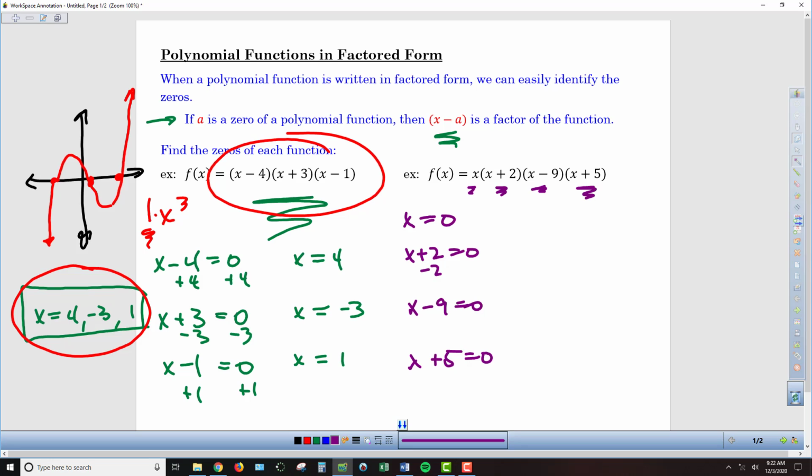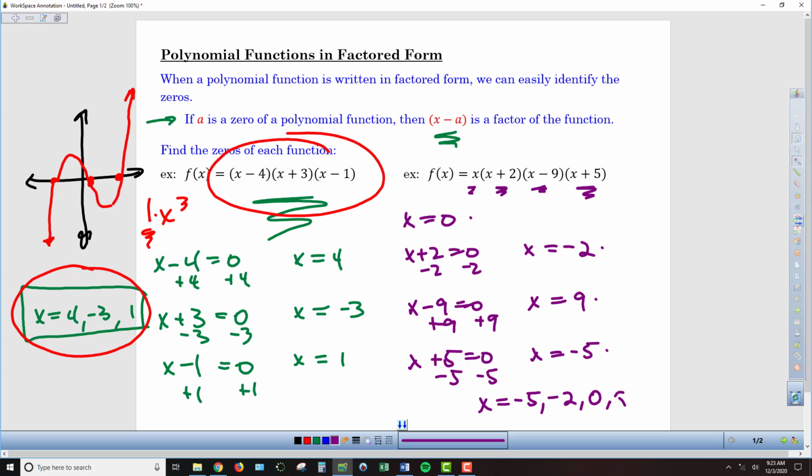So if we subtract 2 in this second one, we end up with x equals negative 2. If we add 9 on that factor there, we're going to get x equals 9. And finally, if we subtract 5 from both sides, we'll get x equals negative 5. So taken all together, we've got 4 zeros on this one, so we can list them off. And I'll go in numerical order this time. Negative 5, negative 2, 0, and 9. So those are our zeros.